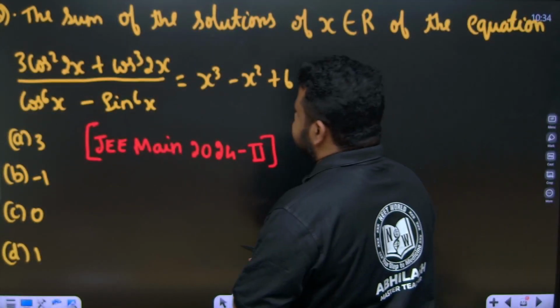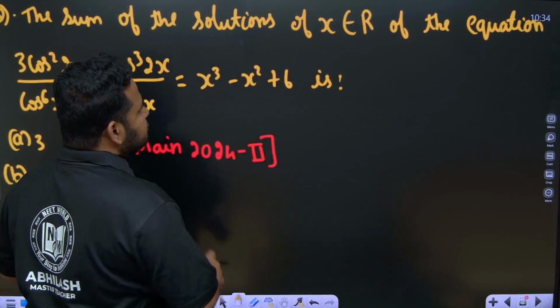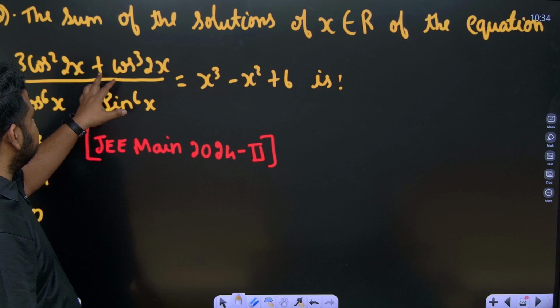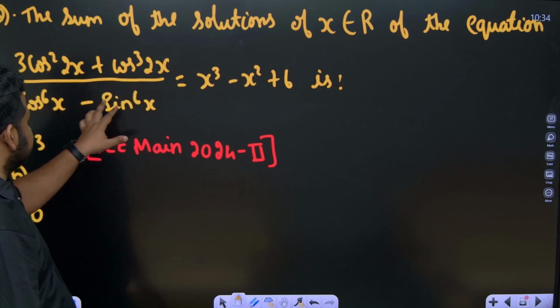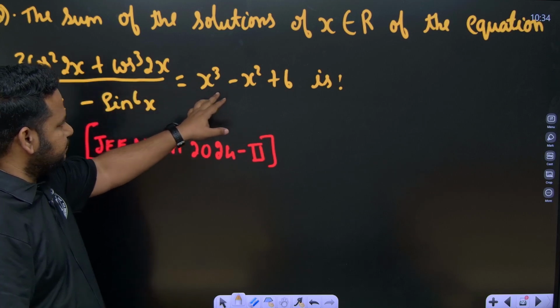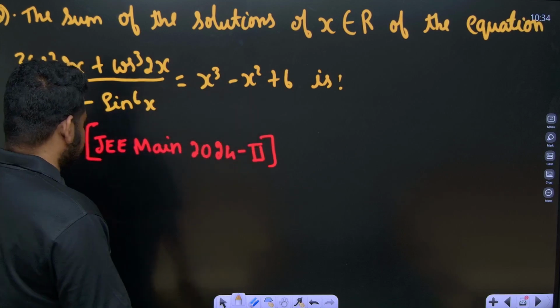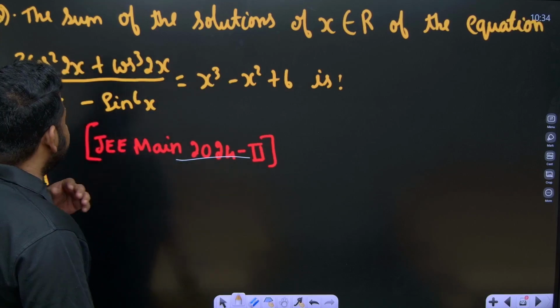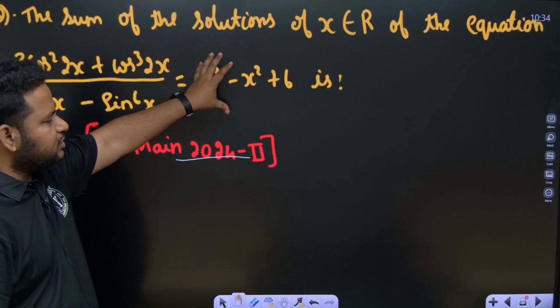Okay, this is the question. They have given the sum of the solutions of x belonging to R of the equation: 3 cos square 2x plus cos cube 2x by cos 6x minus sin 6x is equal to x cube minus x square plus 6. This was asked in the January 2024 session, right? So here I got the polynomial.